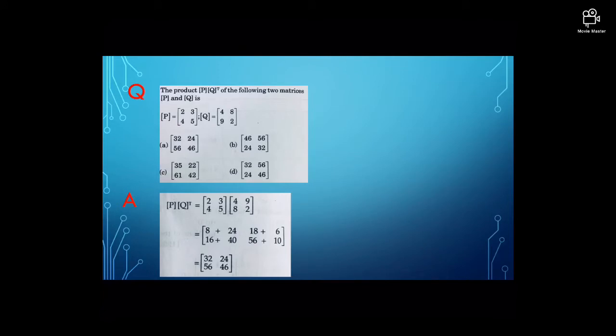Next is the product P into Q transpose of the following two matrices P and Q. So we have two matrices. One is P, which is 2 3 4 5, and Q is 4 8 9 2. So just find Q transpose. Q transpose will be 4 9 8 2. So just multiply P into Q transpose. We can find the product of the matrices quickly, which is 32 24 56 46. So the right option will be A.